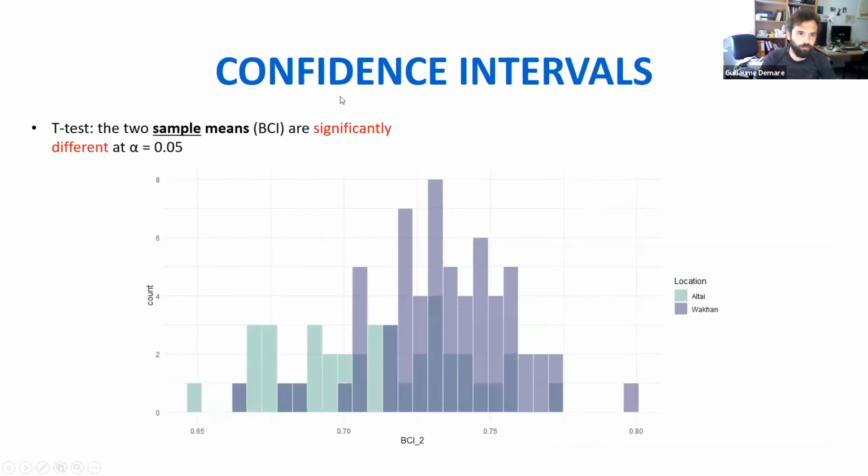So let's continue. What does this mean now that we have this significant difference? The t-test tells you the difference in sample means. It's looking at the samples. Is the mean of sample 1 different from the mean of sample 2? And we concluded that there was a significant difference at the alpha level of 0.05. So we're quite confident that they are different sample means.